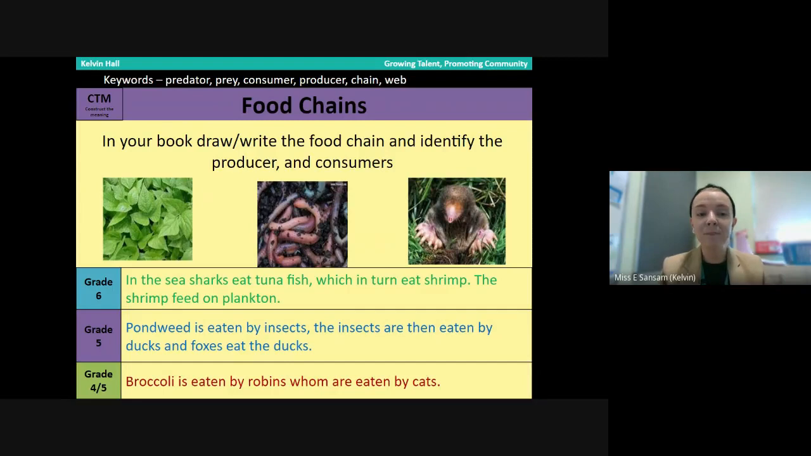And then the top one, in the sea, sharks eat tuna fish, which in turn eat shrimp. The shrimp feed on plankton. Now be careful with that one because I've said it like it's going to be the wrong way around. Remember, your food chain should always start on the left-hand side with the producer. So again, your teacher will pause the video, 3 minutes, make me the 3 food chains.